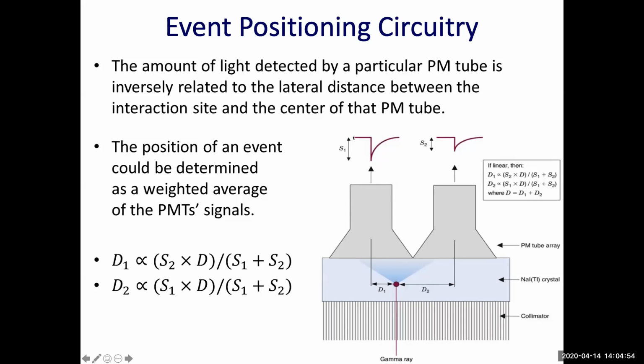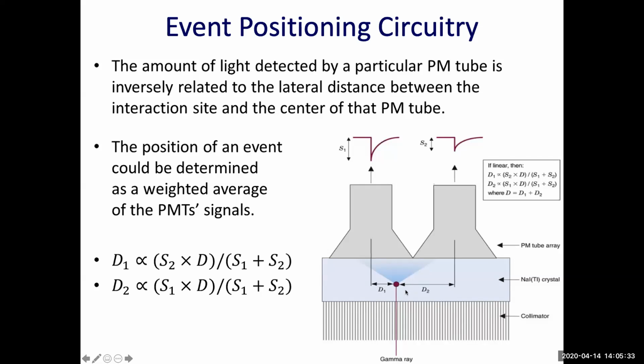And by knowing the amplitudes S1 and S2, and knowing also D, the distance between the PMT centers, the total D, D1 plus D2 equals D, we can define D1 and D2 and define the position of interaction of the photon in the crystal. To find D1, we take S2 and multiply by D divided by S1 plus S2. Again, for D2, the same thing. Then we have the coordinates X, Y. We define the exact location of interaction of the photon with the crystal.